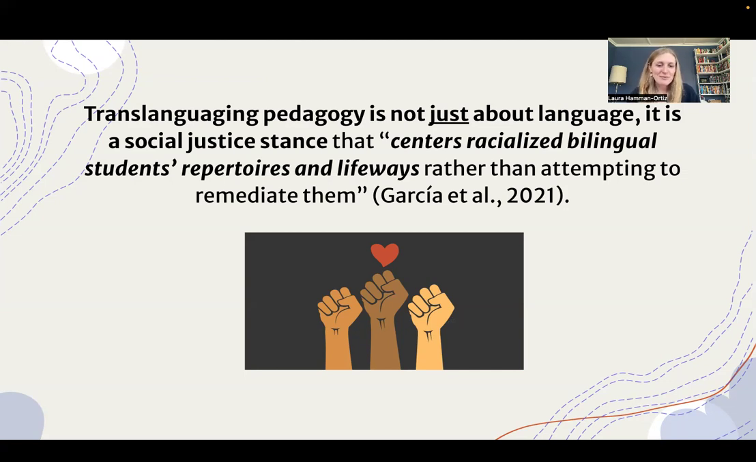So as we move forward in this course, I encourage you to think about the ways that you can continue to do this in your own practice and really be thoughtful about how we might bring students' home languages and dynamic languaging practices to the center of our practice.